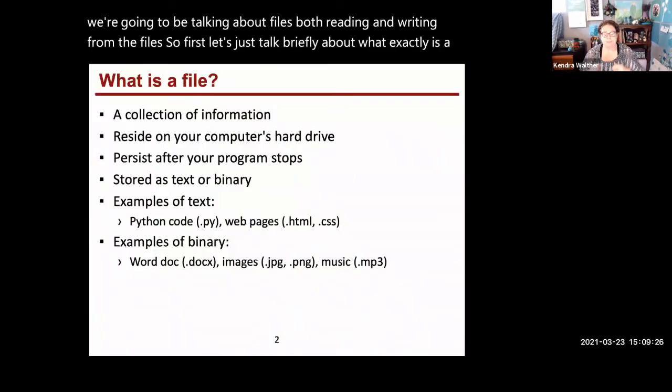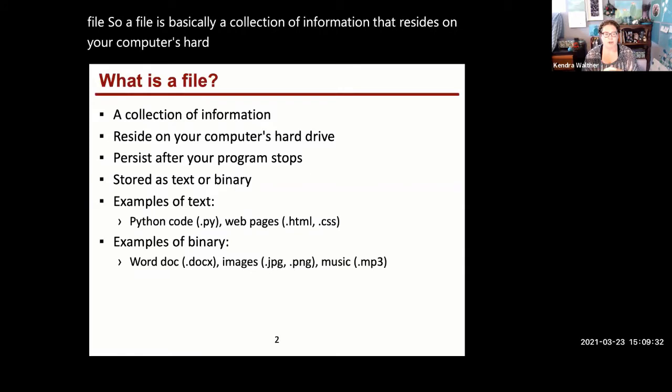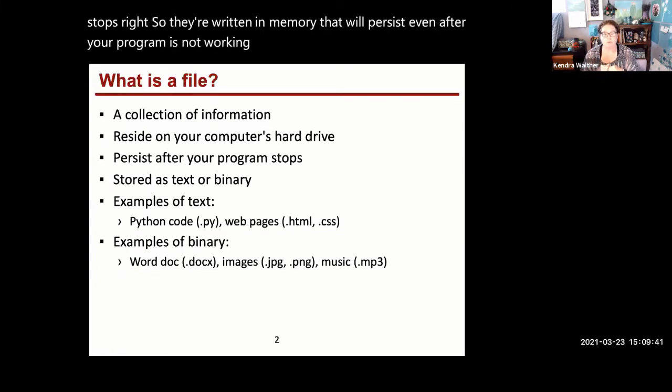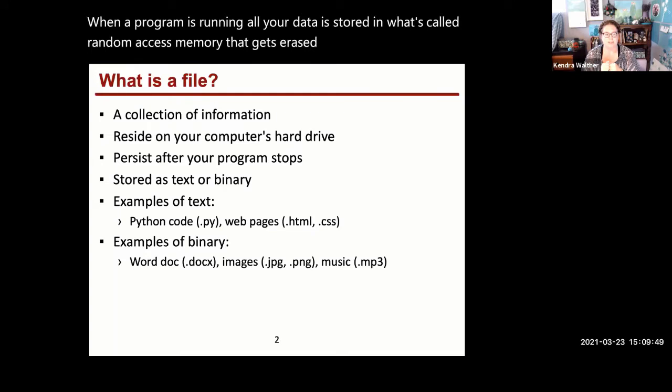A file is basically a collection of information that resides on your computer's hard drive, and it persists after your program stops. So they're written in memory that will persist even after your program is not working anymore. When a program's running, all your data is stored in what's called random access memory that gets erased and reused constantly by the computer as it's working.